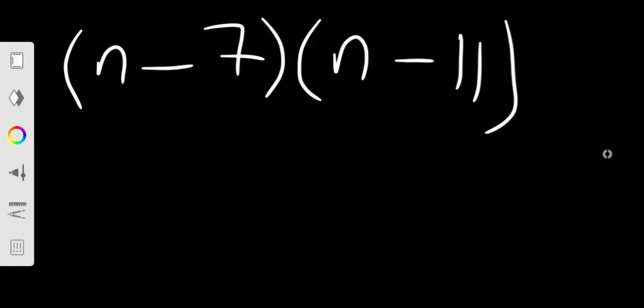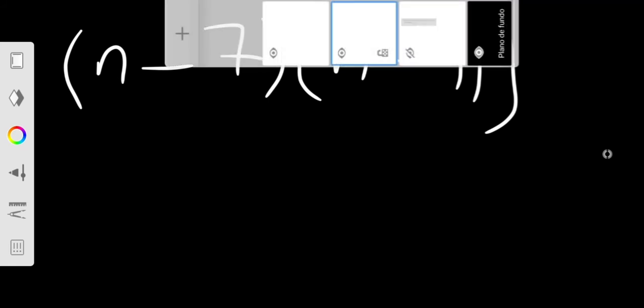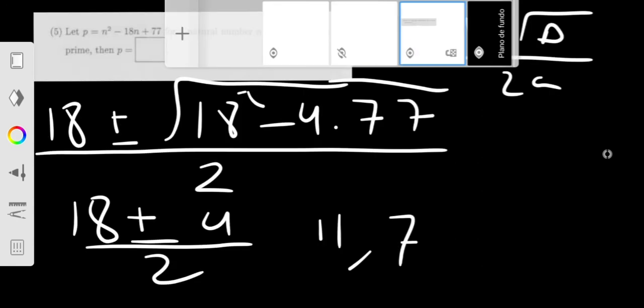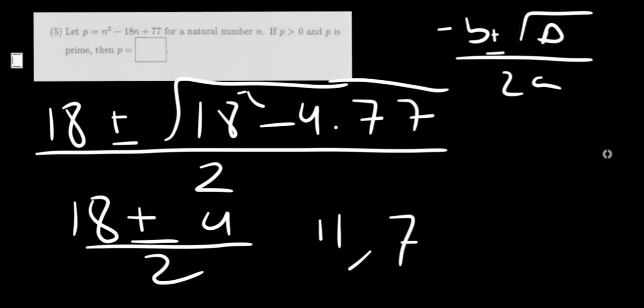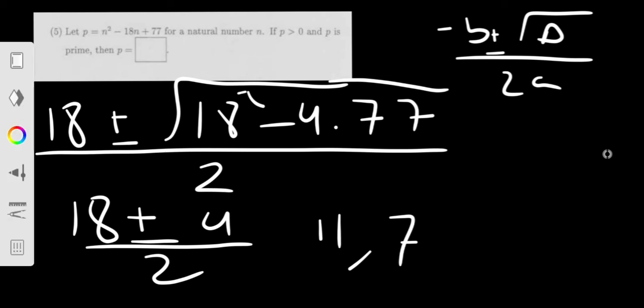Why did we write it this way? Because now we can use the properties that he gave us in the question. First of all, p is bigger than 0. Okay, so this is something. And the second is that p is prime. What do I mean when p is prime?